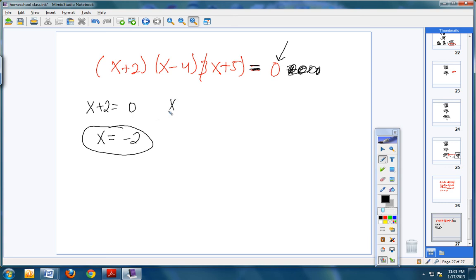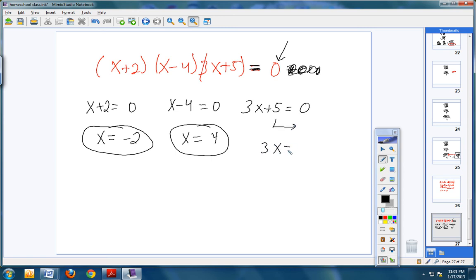And now I'm going to take x minus 4, set it equal to 0, bring the 4 over, make it a positive 4, and there's another answer. And now I'm going to take 3x plus 5, and set it equal to 0. All of this should be in your notes. You should be taking notes on this. Bring the 5 over. When you bring the 5 over, it becomes a negative 5. And now we divide both sides by 3, which gives me a negative 5/3.